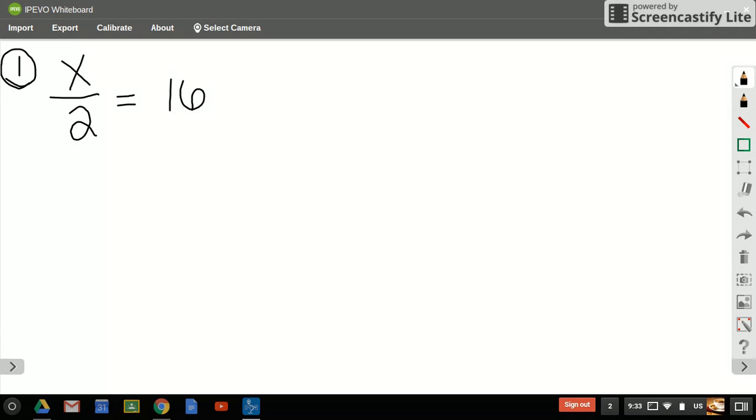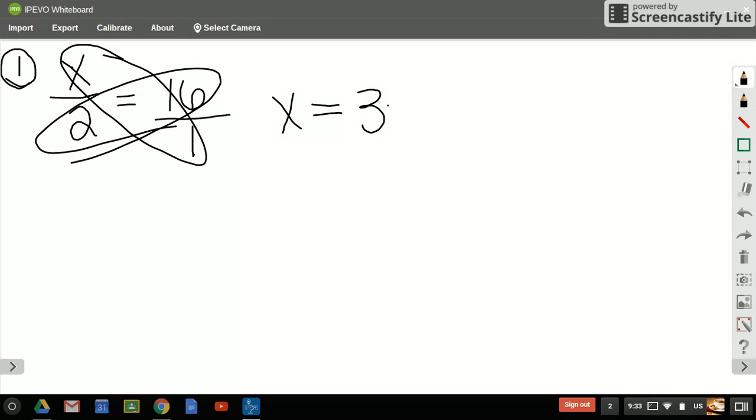We have a rational expression on the left, and we can put this over 1 to get a rational expression on the right. And we can solve this by cross multiplying. You guys already know how to do this. We get over here 1x. Over here, set it equal to the other side, we get x equals 32.